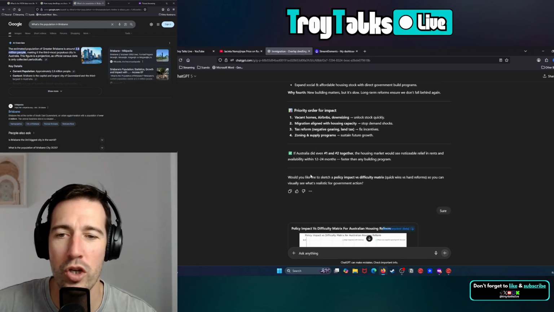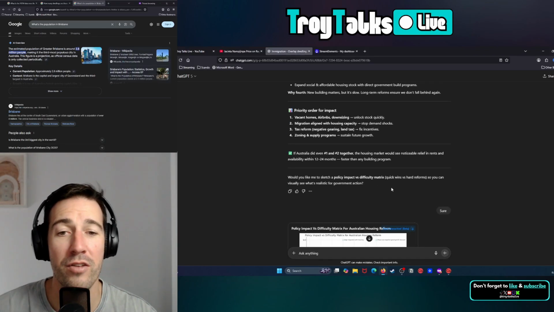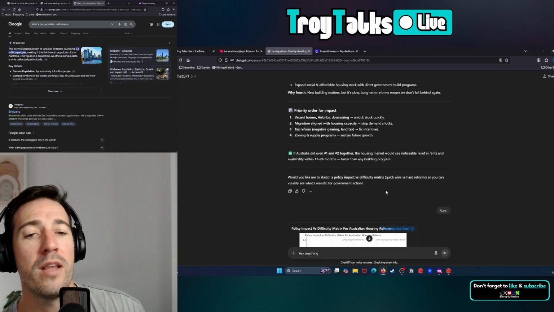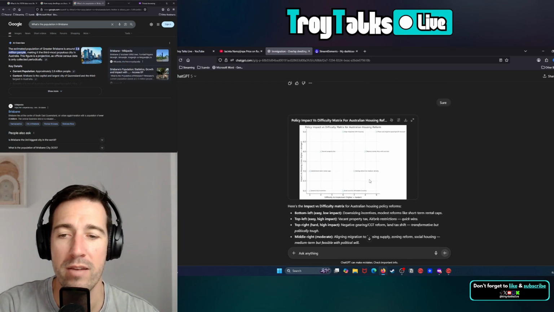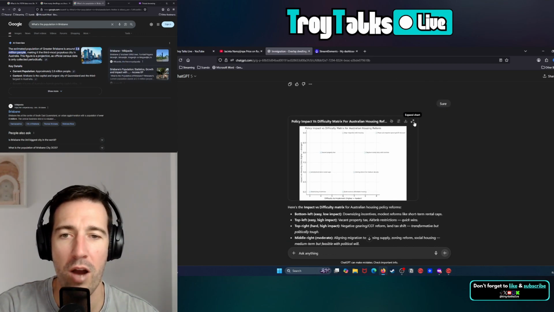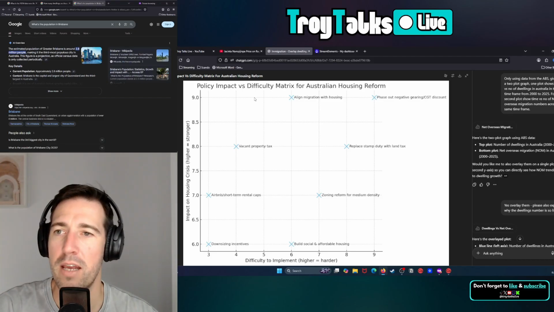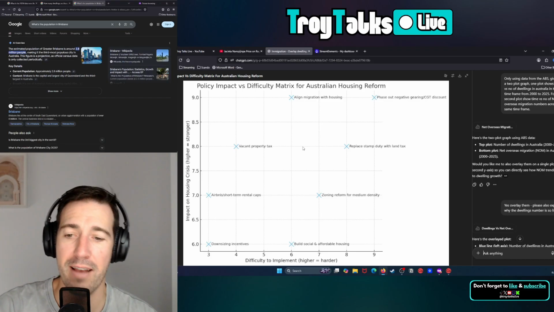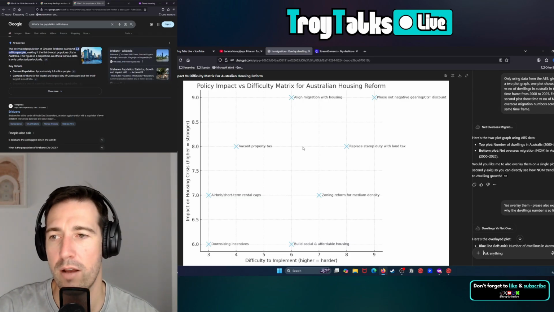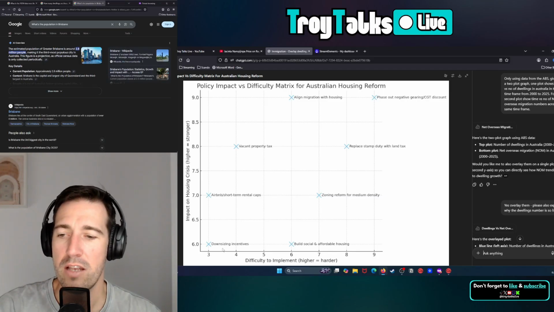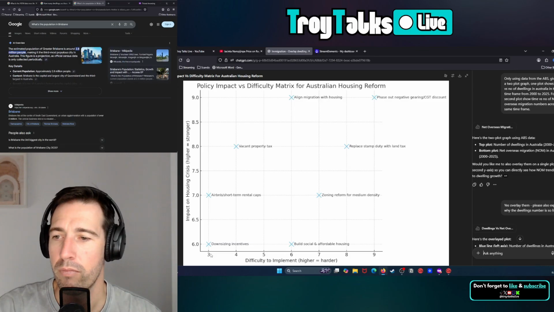So here it says, would you like me to sketch a policy impact versus difficulty matrix? Quick wins versus hard reforms, so you can visually see what's realistic for government action. I said, sure. So from this graph here, we see the policy impact versus difficulty matrix for Australian housing reform. On the x-axis is the difficulty to implement, and on the y-axis we see the impact on the housing crisis.